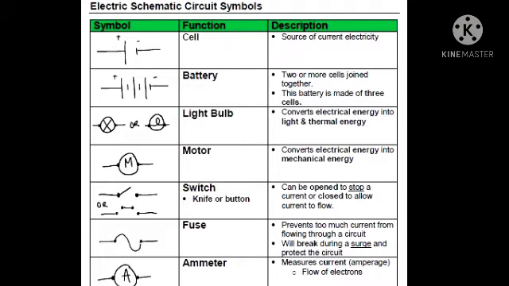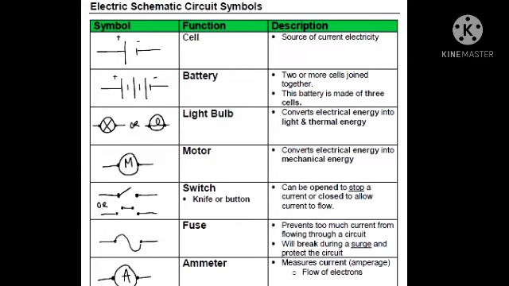Once again listen. Electric symbols and their functions. Battery: 2 or more cells joined together. This battery is made up of 3 cells. Cell: source of current, electricity. Light bulb: converts electrical energy into light and thermal energy. Motor: converts electrical energy into mechanical energy.